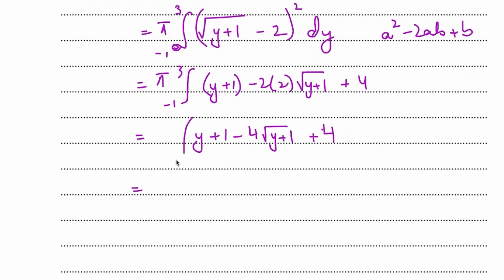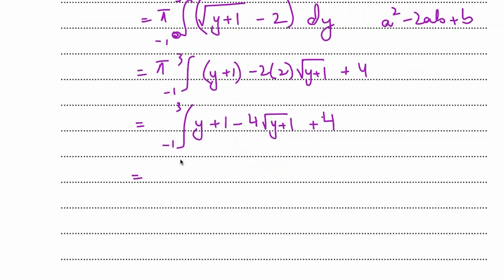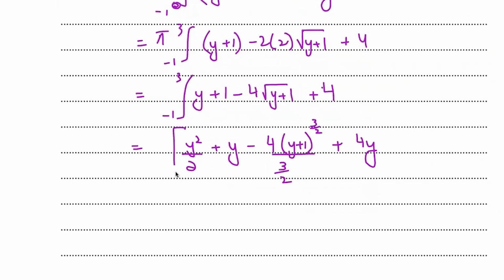Now integrating each term individually, we get y squared upon 2 plus integral of 1 would become y, minus 4 times (y plus 1) to the power 1 upon 2. Increasing the power by 1, we get 3 upon 2, and then we divide by the new power, which is 3 upon 2. The derivative of y plus 1 is 1, so it will remain as it is. And the integral of 4 would become 4y. Now substituting our limits, which are 3 and minus 1.